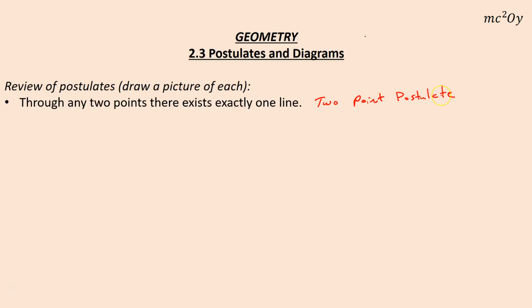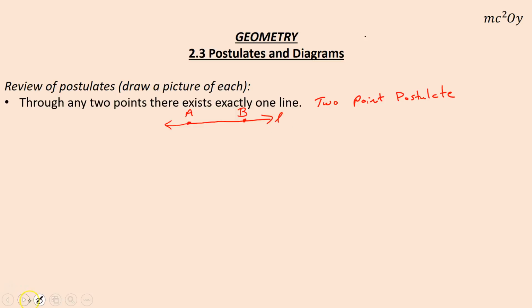Let me give an example of that. So through any 2 points, so let's say I have point A and point B, you can make only one line through those 2 points, one distinct line. All right, and we'll call that line L, or you could call it line AB.